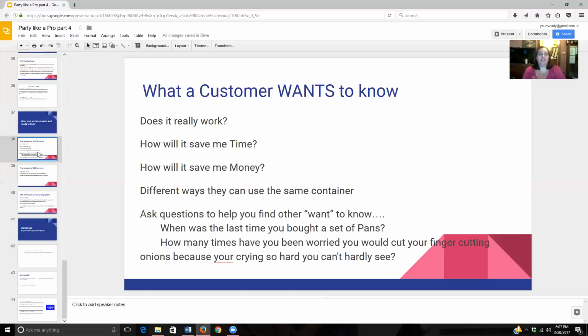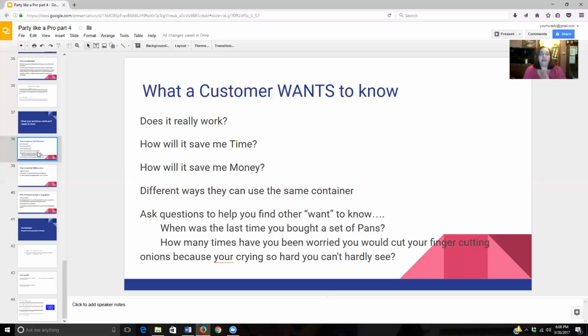Ask questions to help you find what other wants they have, right? So some examples would be, when was the last time you bought a set of pants? Right? By asking this simple question, you're going to find out who all of a sudden gives you the, oh my God, my pants are awful, right? And now you know that that's somebody that you can focus on our cookware and how they can earn that cookware for free or half off.